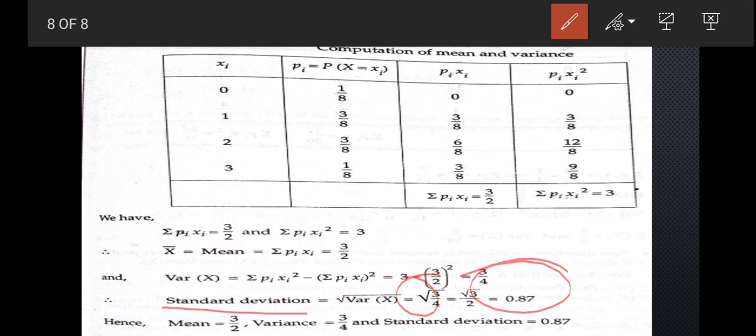So all this is about mathematical expectation, which is required in a probability distribution table.